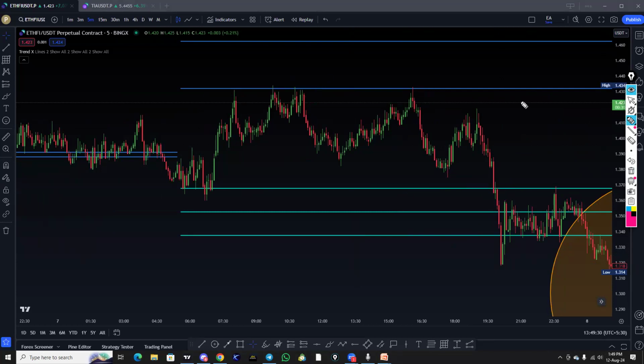Now, if you are seeing any evening star at this place, it is not valid. Here we are not looking at any candlestick. It should be near resistance. Then only it will be valid. Correct? So this is how you should identify. This is how we are looking at our trades.